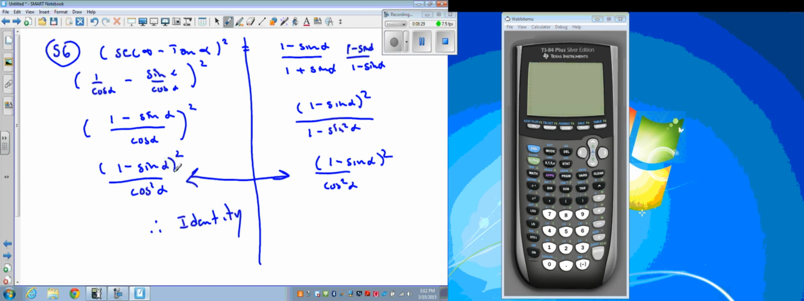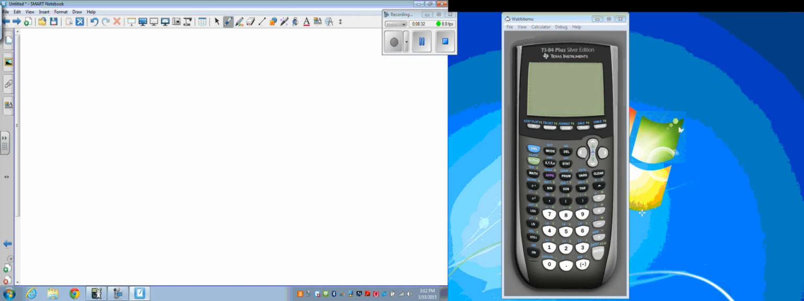Okay, so we'll look at 68. It says sine theta cosine theta. Now this side is just unbelievable. Sine theta over 1 minus cosine theta. Who thinks these things up anyway?